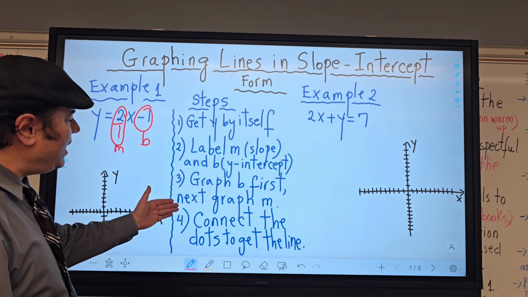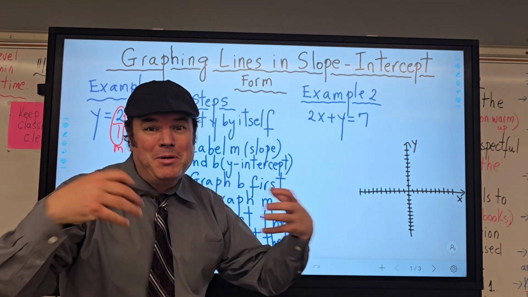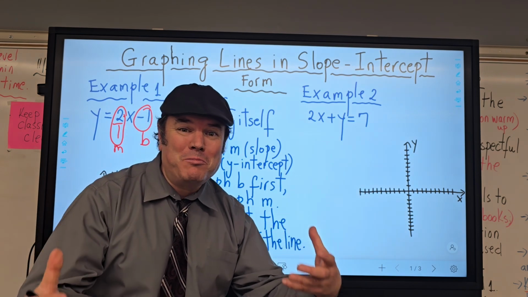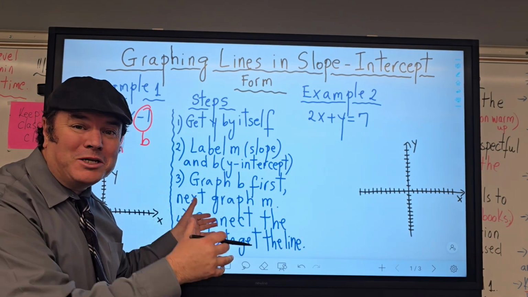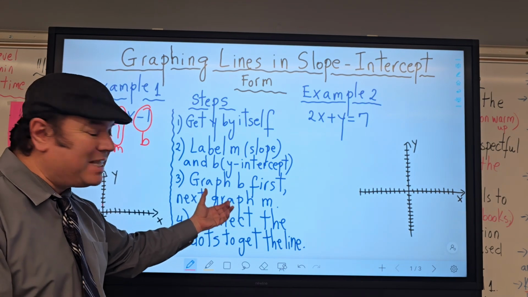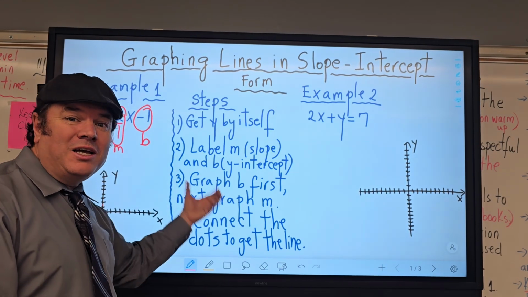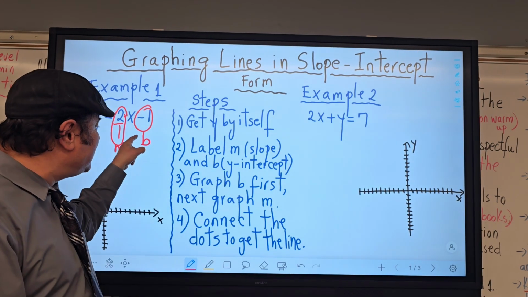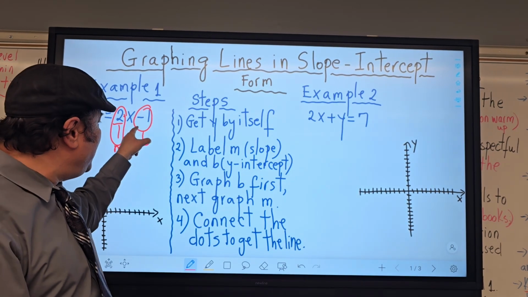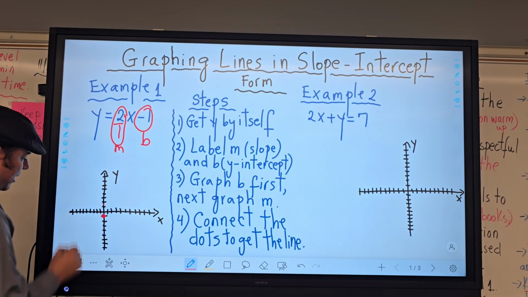Let's go to step number 3. We are going to graph b first. I told my students that b stands for beginning. I made that up, but I just want all my students to remember that b stands for beginning, right? Because we are going to graph b first. Always graph the y-intercept where the line crosses the y-axis. So b is negative 1, so we go negative 1 from 0, right there, that's our b.